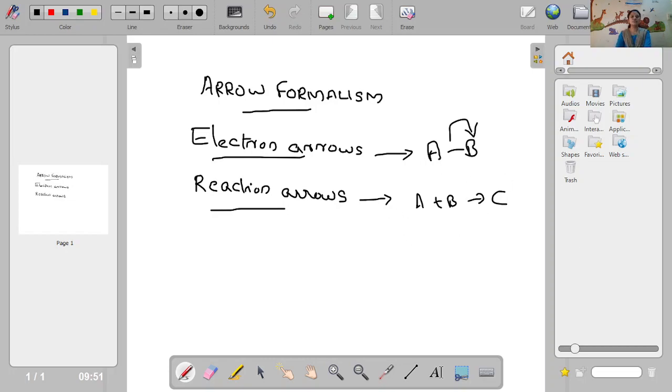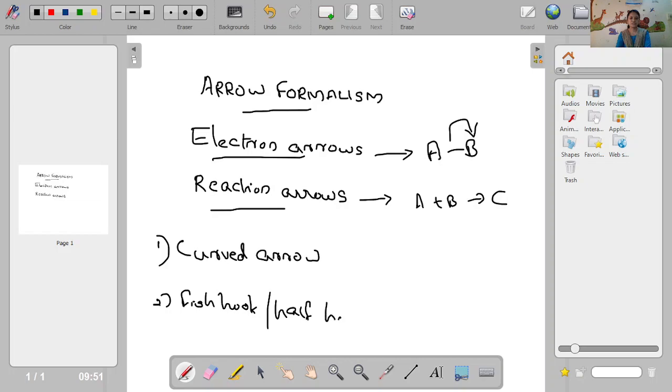Now we can think about two types of arrows that are usually used in organic chemistry. The first arrow is called the curved arrow. The second one is called the half hook arrow or fish hook arrow. So these are the two types of arrows that are commonly used in organic chemistry. First one, curved arrow.